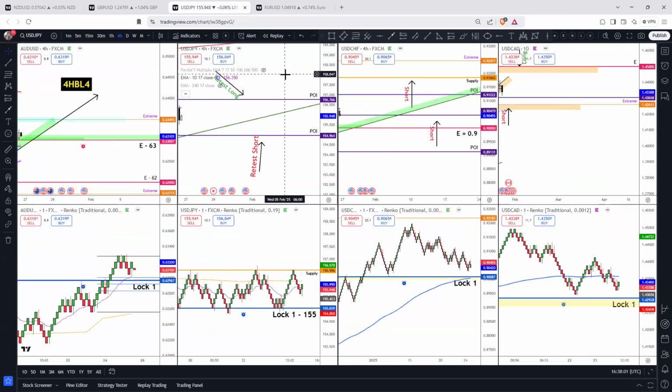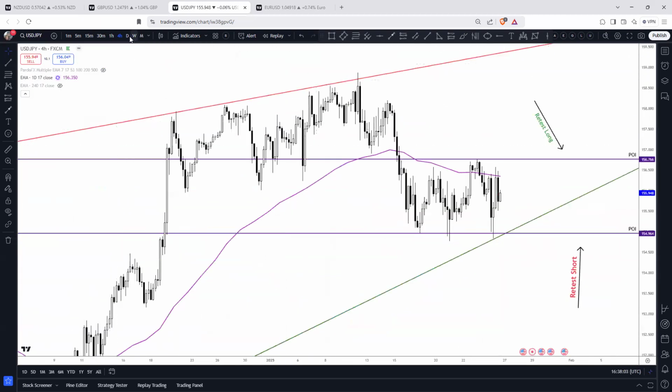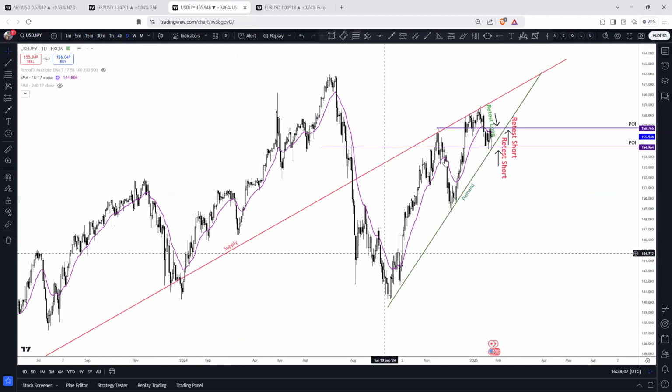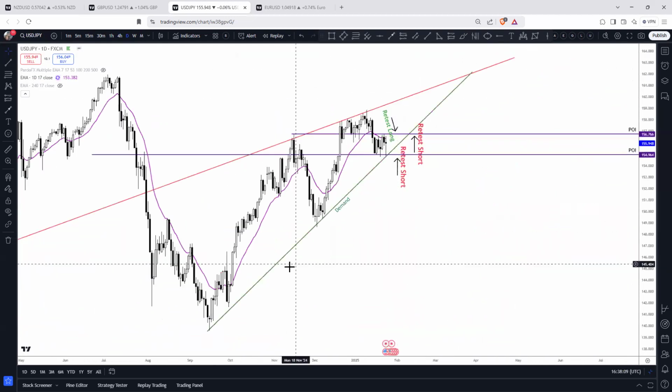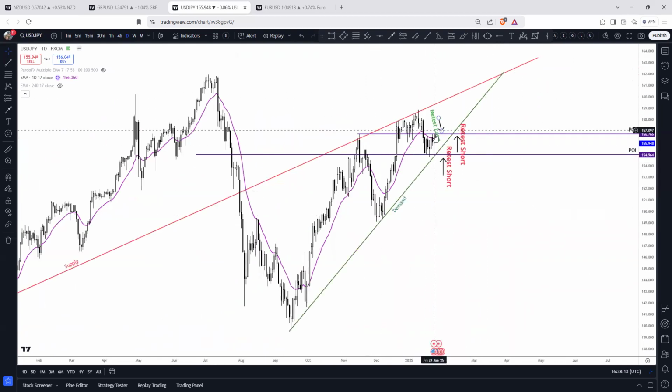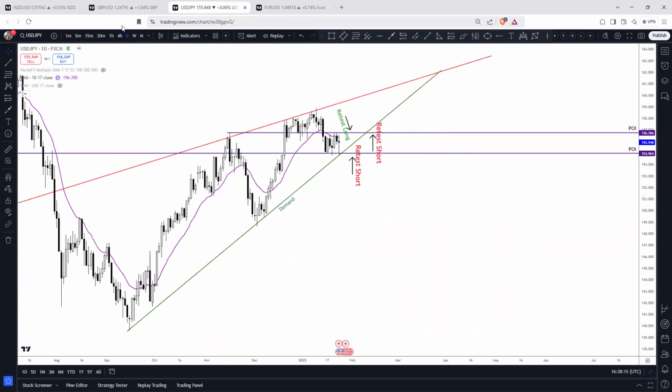Next, we've got UJ. Okay, so it's a difficult one. On the daily, I've got it coming into a wedge here. And with this type of wedge, you'd expect it to come out at the bottom at some point, but I think it's too early for that now.